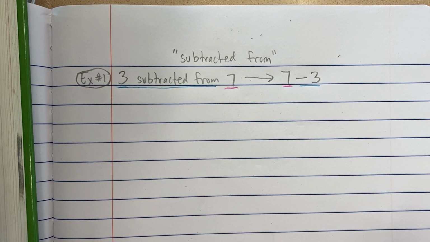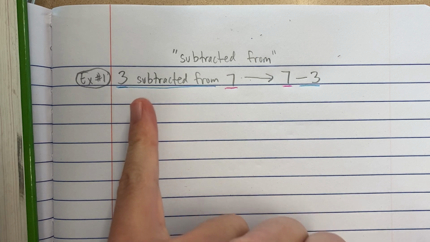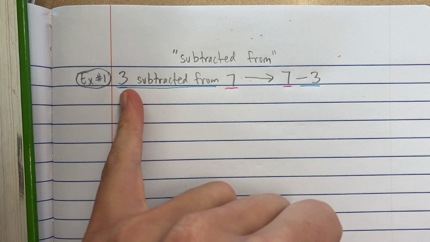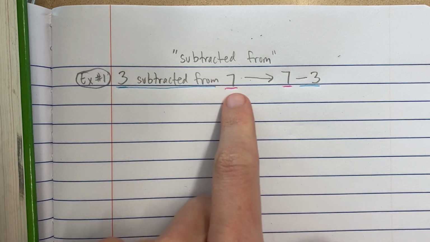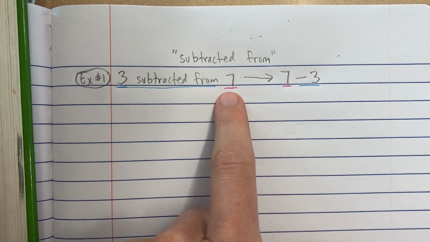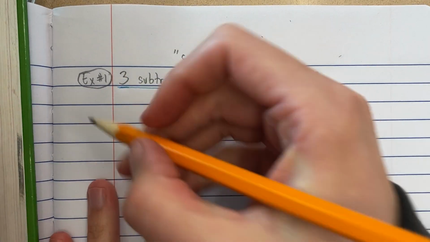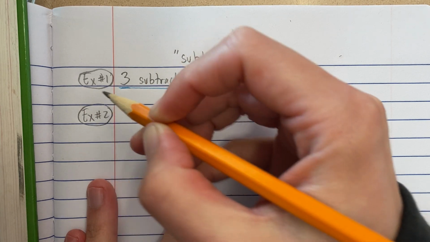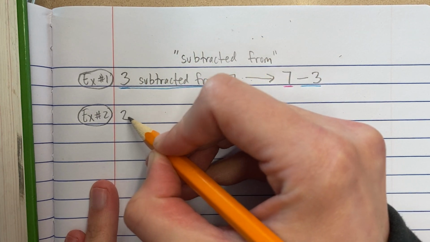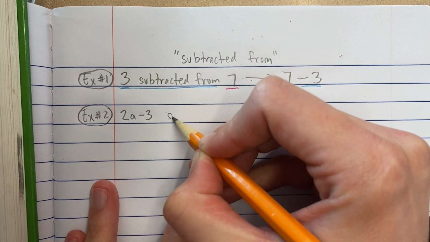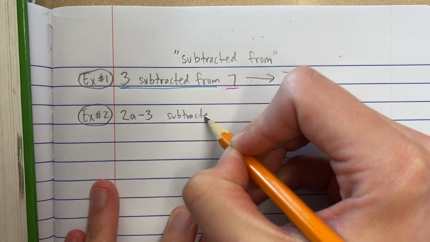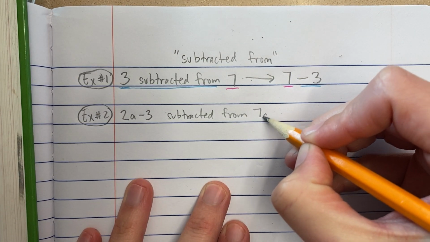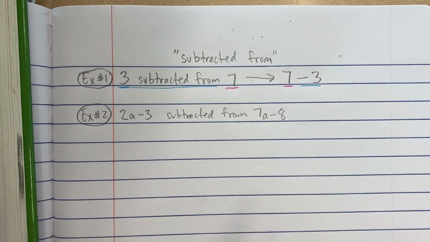You can imagine it. If I take away 3 cookies from someone, that means that person started with the cookies, and then I took the 3 cookies. So the same thing is happening here. If I have, for example, 2a minus 3 subtracted from 7a minus 8, how would I write that?